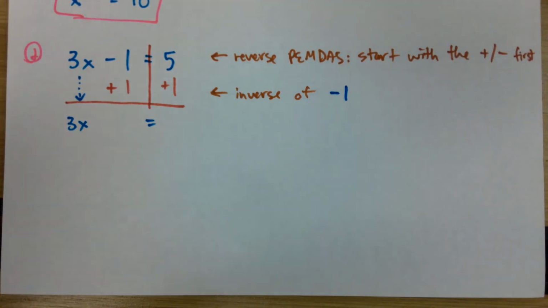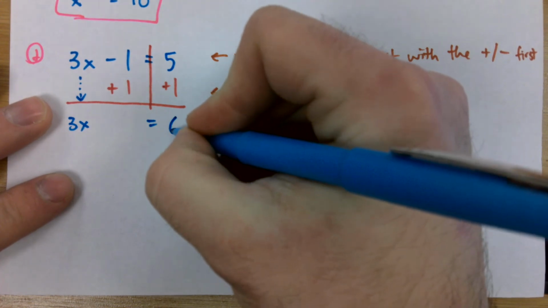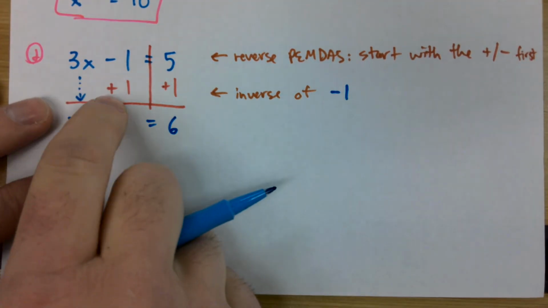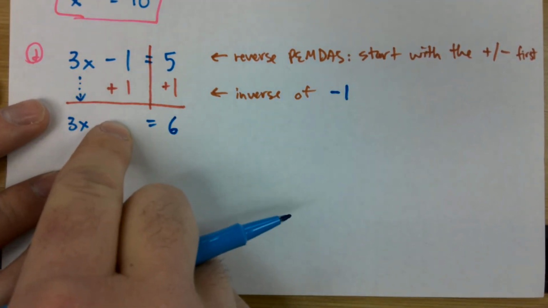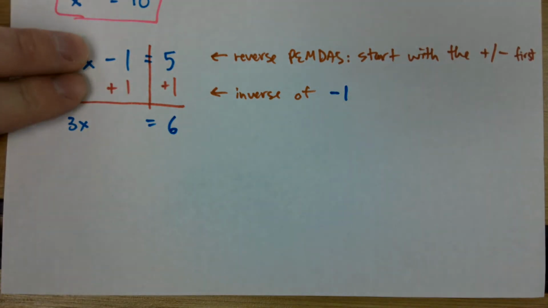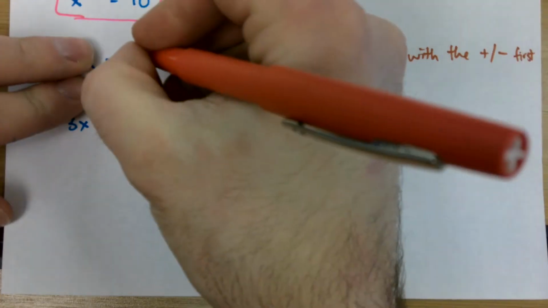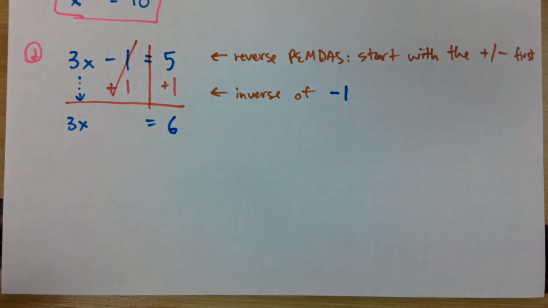But what do we have now on the right? Well, we have 5 plus 1, and that gives us 6. And then here we have negative 1 plus 1, and what happens there? What happens to these two numbers right here? 0. That's right, they cancel out, and we're left with 0. So we don't need to write anything there at all. We can just cross those out.